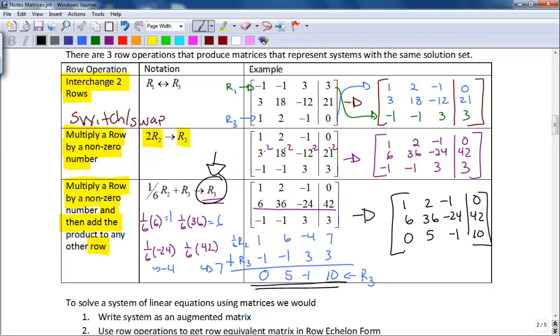So again, there's three row operations that we can do. We can swap two rows. So in this example, we swap two rows. We can multiply a row by a non-zero number. For example, here I multiplied the second row by a non-zero number. And the third row operation, we can multiply a row by a non-zero number and add it to a row. So I multiplied row 2 by a sixth and added it to row 3, and that became my new row 3. The row number on the end here lets us know which row is our new row.